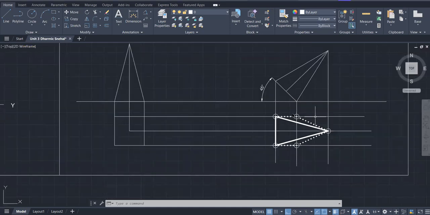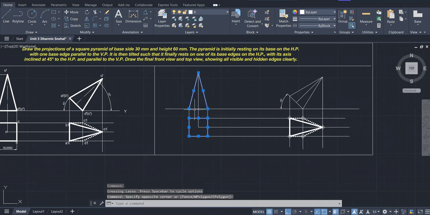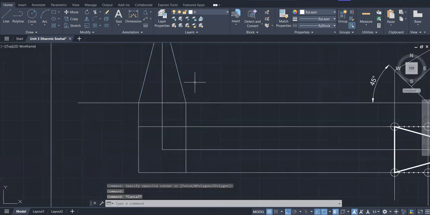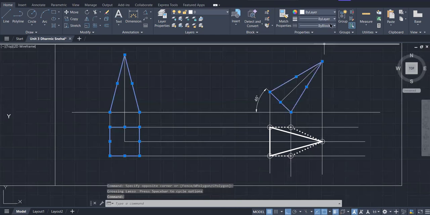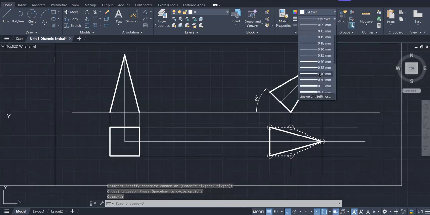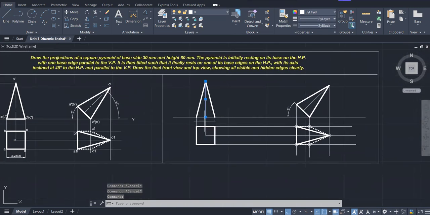Make all these four lines into dotted lines, and even highlight these lines also. Increase the line weight. Keep it up to 0.4 or 0.5, and make this line into a dash dot line.